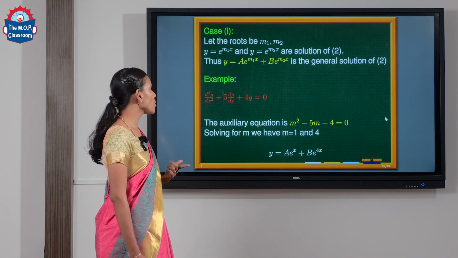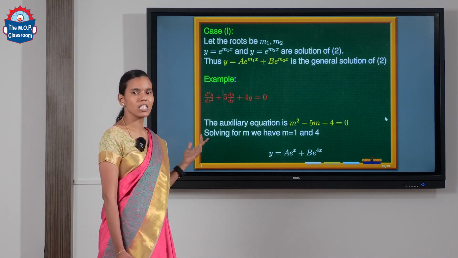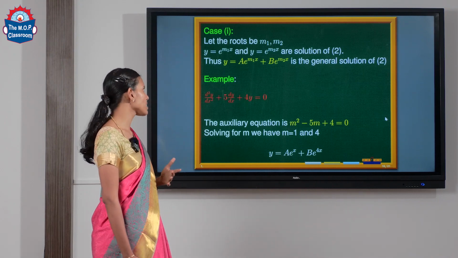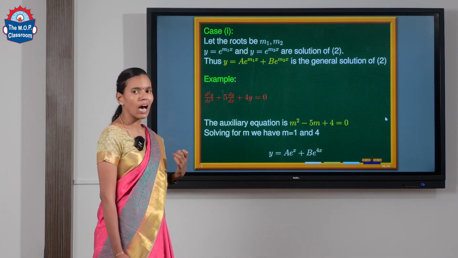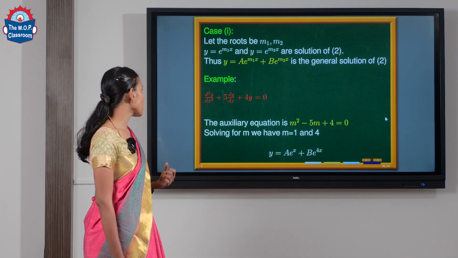Thus, the general solution can be represented in the form of y is equal to a times e power m1x plus b times e power m2x. So a and b are the arbitrary constants here. We will see an example for that.